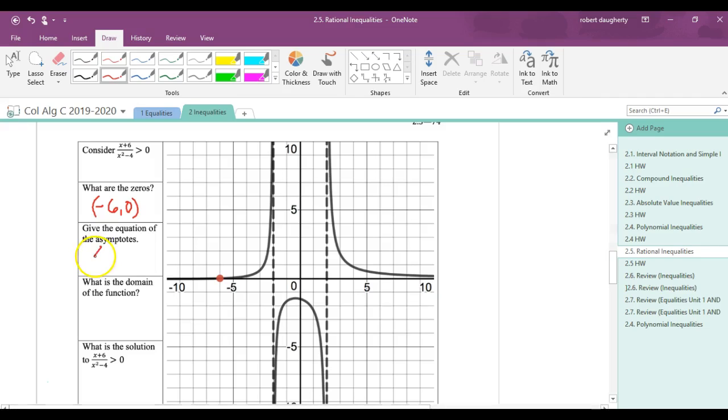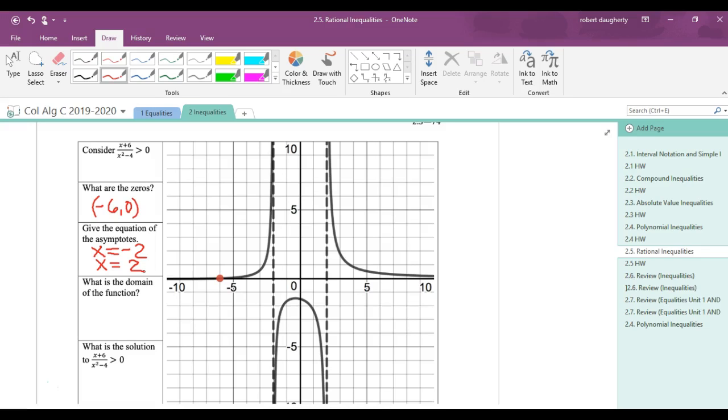Yeah, and so here's the form. This has to be x equal negative 2, x equal 2. It's an equation of the asymptote. The equation has an equal sign. So if you just write 2 and negative 2, you're going to lose points. The equation of the asymptote is x equal negative 2 and x equal 2.